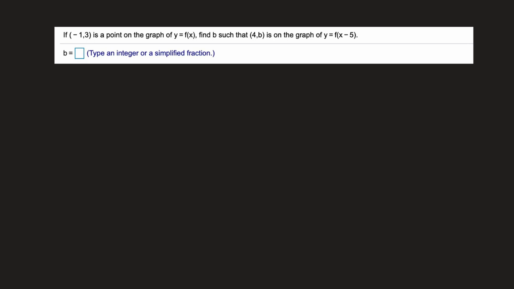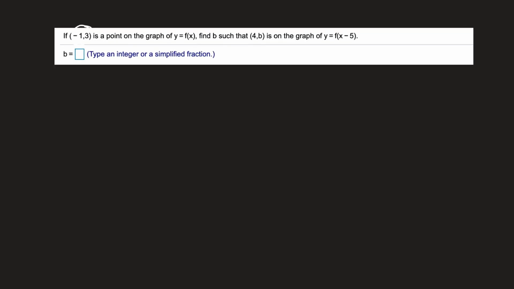All right, here's a good question, a transformation type question. So they say they have this point, this point right there. Let's use a different color. And it's a point on the graph. Okay, so let me just draw a graph.